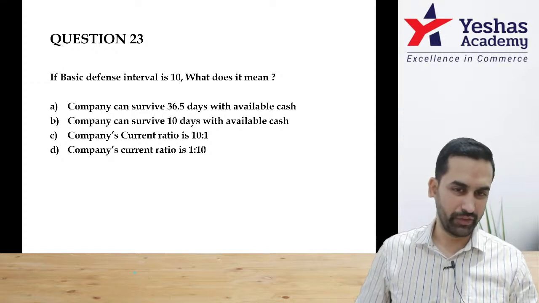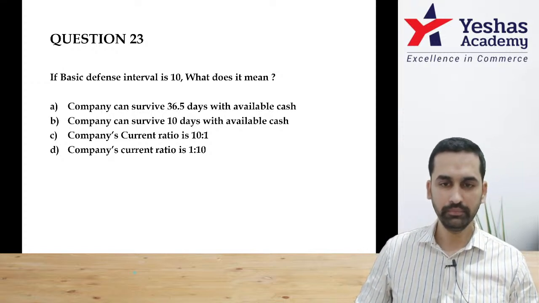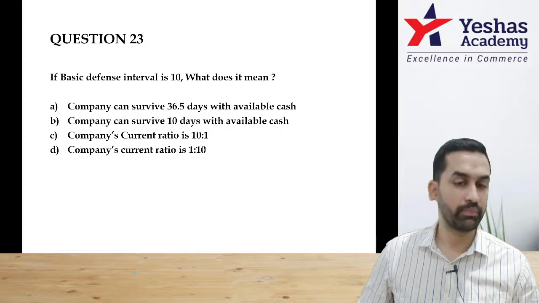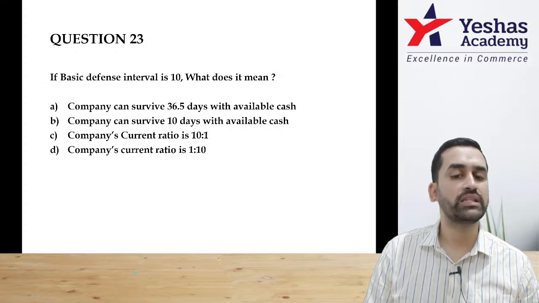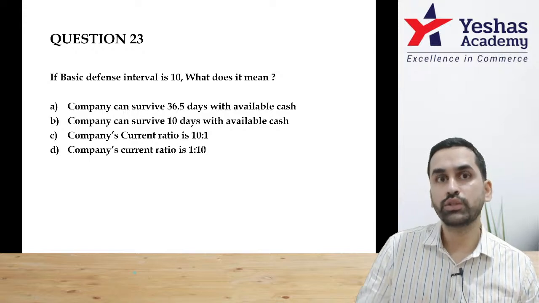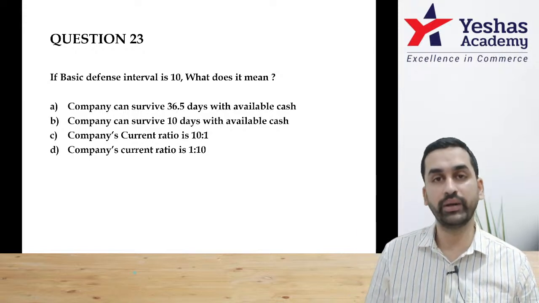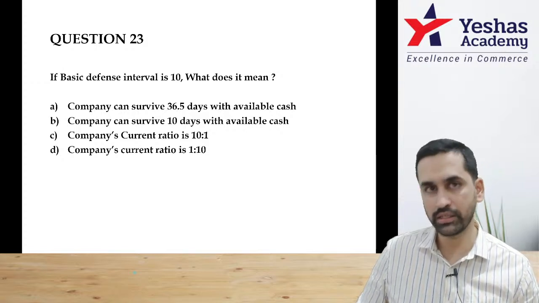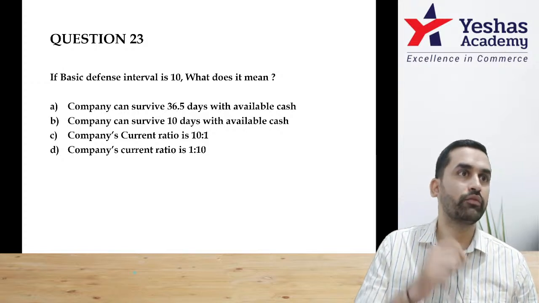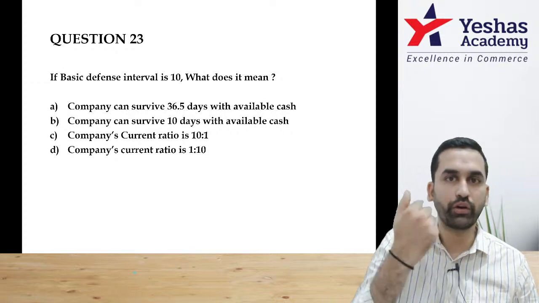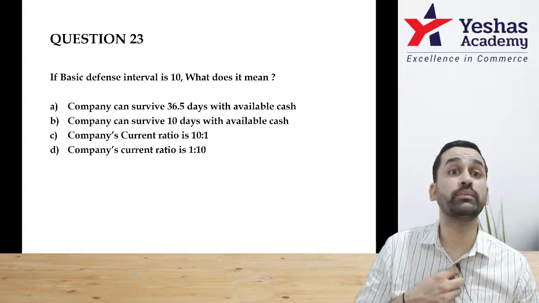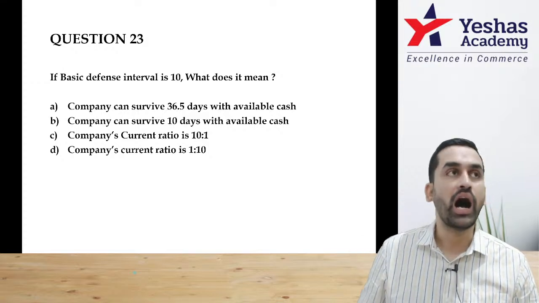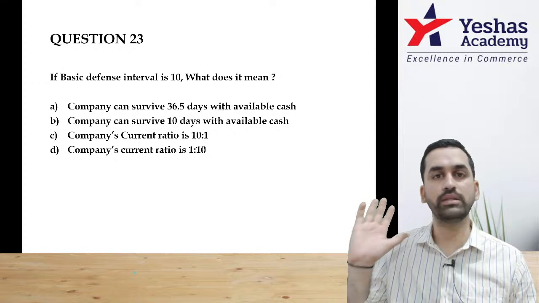If basic defense interval is 10, what does this mean? Think and tell me. First of all, what is this basic defense interval? This was the 4th ratio in that liquidity discussion. Basic defense interval is 10. That means even without collecting 1 single rupee from my customers, from others, how many days can I run my business?